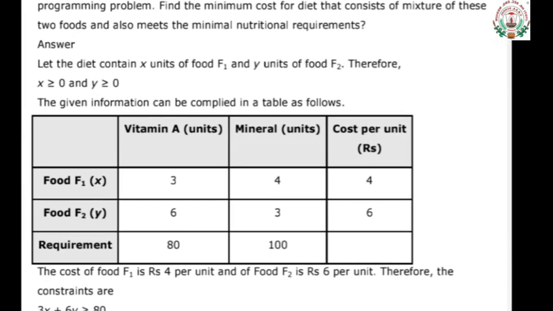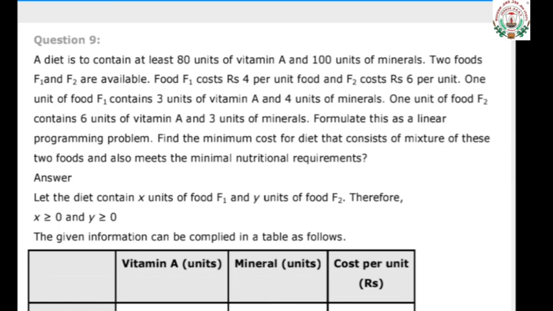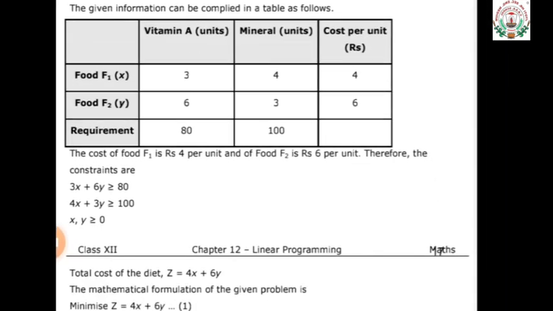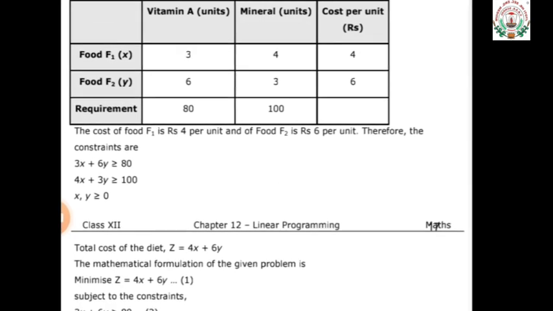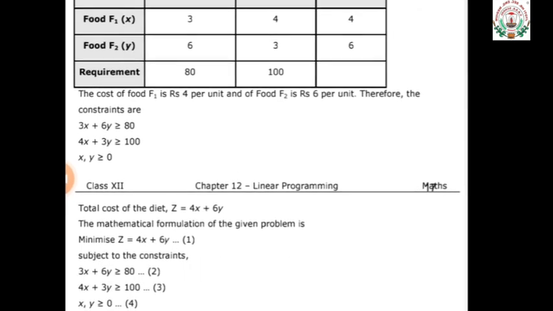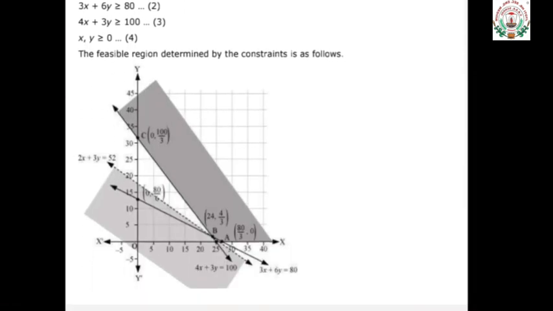If the question uses "at least", the sign will be greater than or equal to, as in the equations here: 3x plus 6y greater than or equal to 80, 4x plus 3y greater than or equal to 100. In the previous first question also it was an "at least" question. In "at least" questions, always note that an unbounded graph is formed and the inequality sign is greater than or equal to. And that's all for today's class.